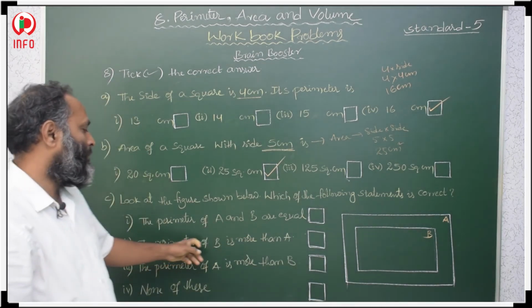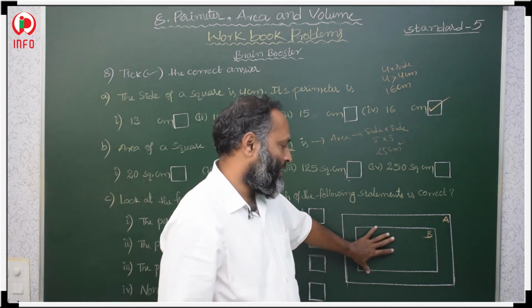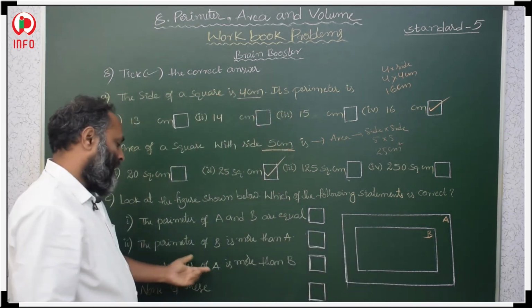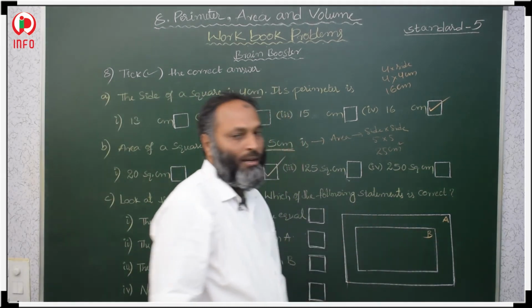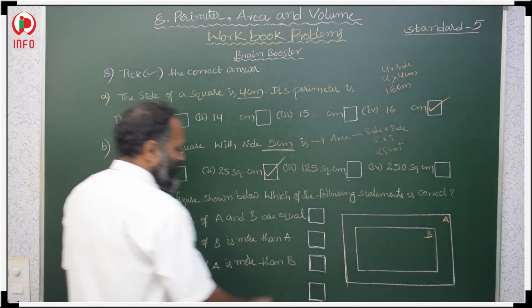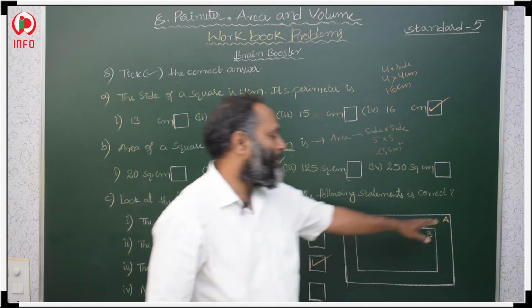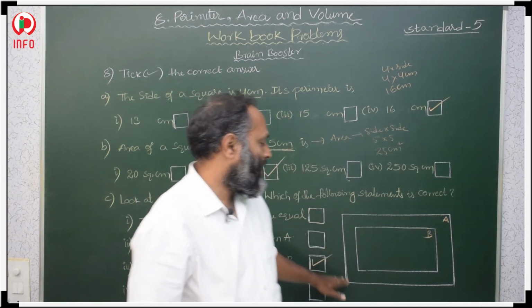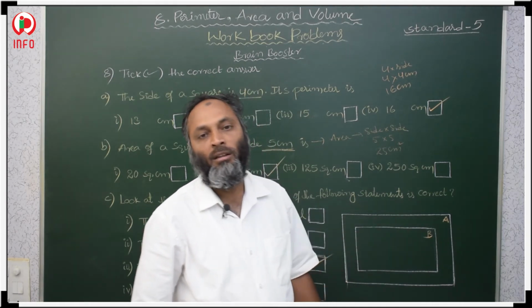The perimeter of B is more than A. No, it is not correct. Perimeter of A is more than B perimeter. So this one is correct. The C one is the right answer. Why? A is a bigger rectangle, so that is why A perimeter is more than B perimeter. Okay.